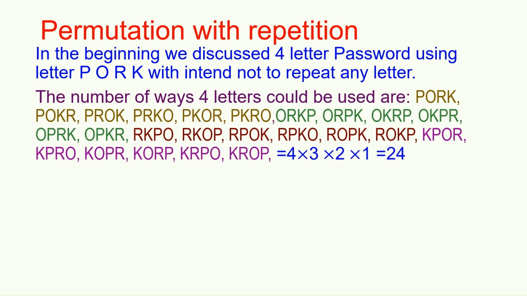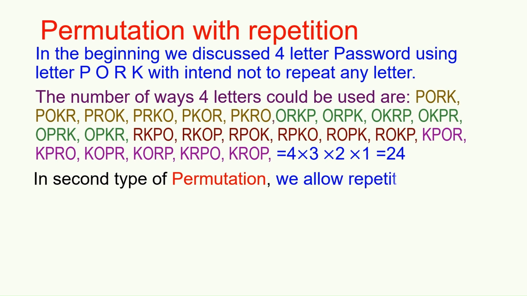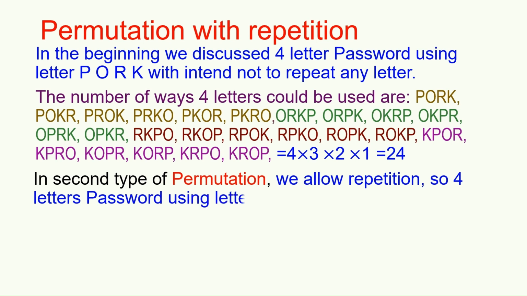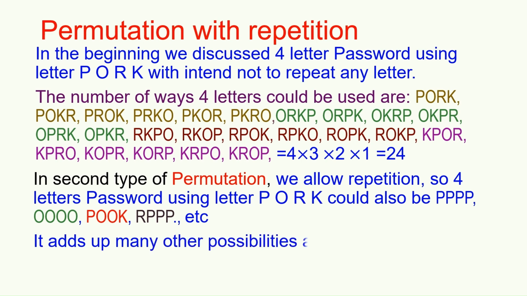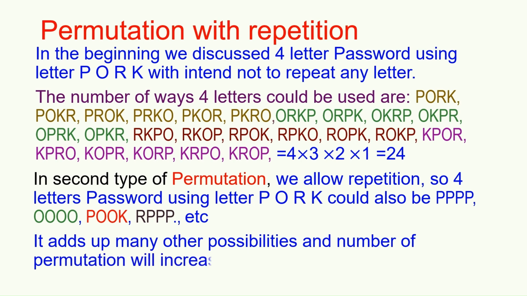Is equal to 4 times 3 times 2 times 1 equals 24. In the second type of permutation, we allow repetition. So for the letters of the password, using the letters PORK, it could also be PPPP, OOOO, POOK, RPPP, etc. It adds up many other possibilities and the number of permutations will increase.